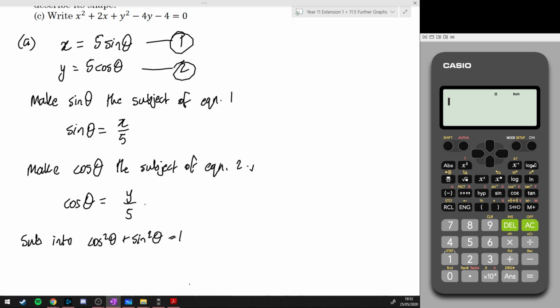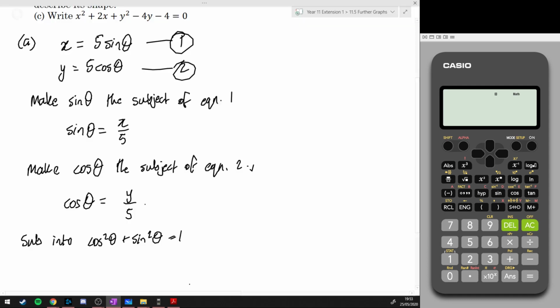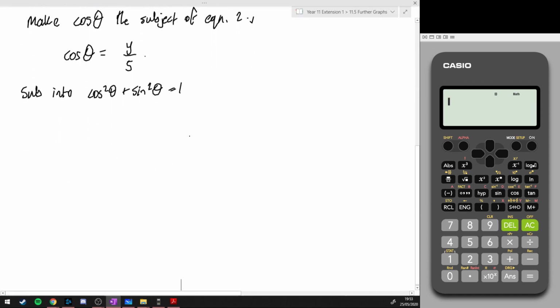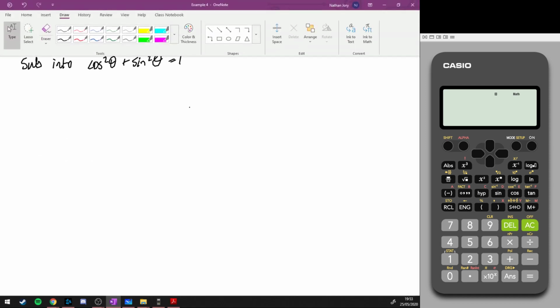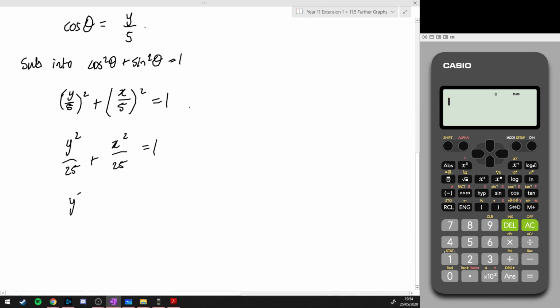So we're going to substitute these two values into that identity, because remember that's the way we're going to relate cos and sine. So cos squared theta becomes y over 5 all squared plus sine squared theta, well that's x over 5 all squared, and that's equal to 1. Okay, so expanding this out, we get y squared on 25 plus x squared on 25 is equal to 1. And we're going to multiply through by 25. So we get y squared plus x squared is equal to 25.